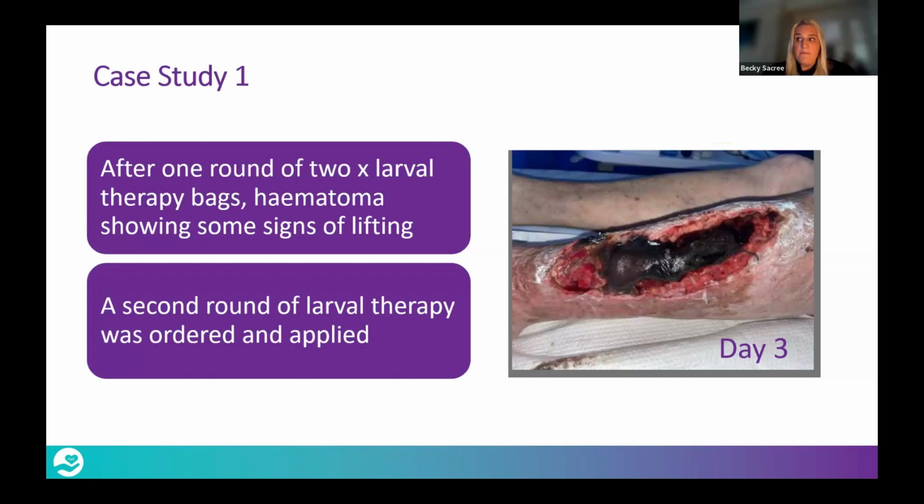This is day 3 of therapy. We can see that it's showcasing granulation given the progress, and there's still that necrosis there, which we felt could be lifted, so we proceeded again with a further round of larval therapy. Patient was happy. This was subsequently ordered, prescribed, and applied again 24 hours later.